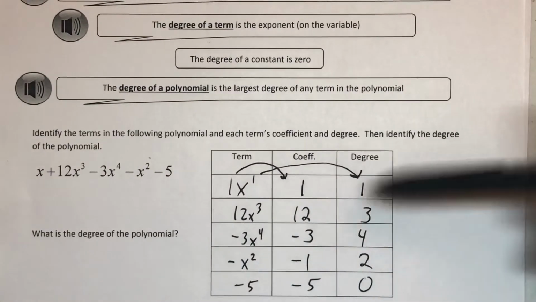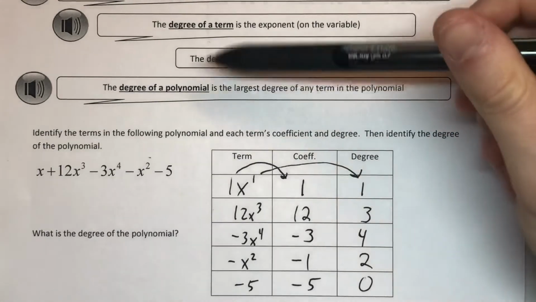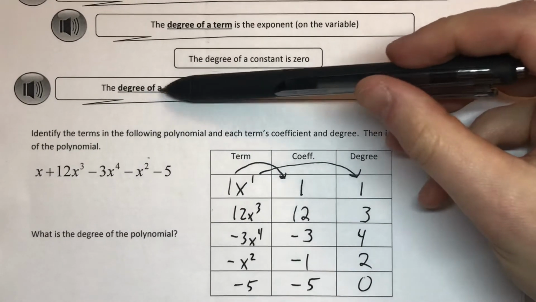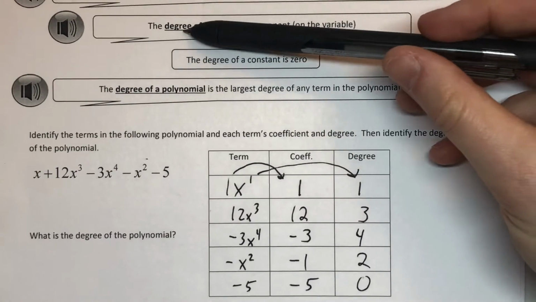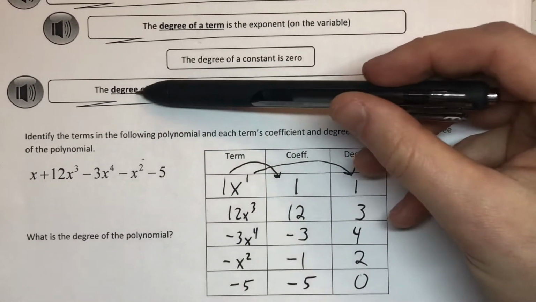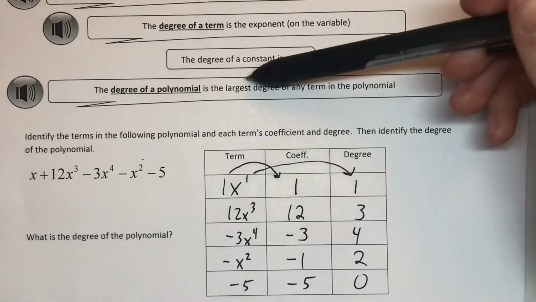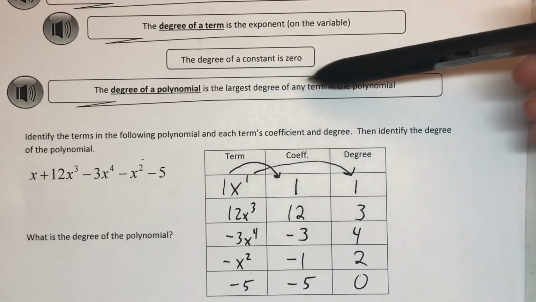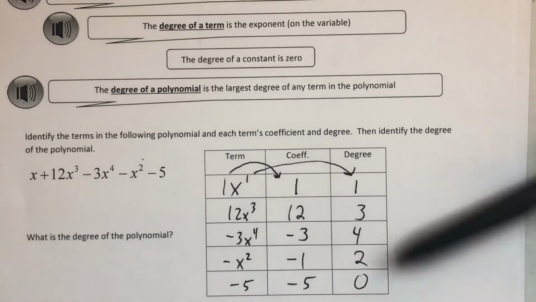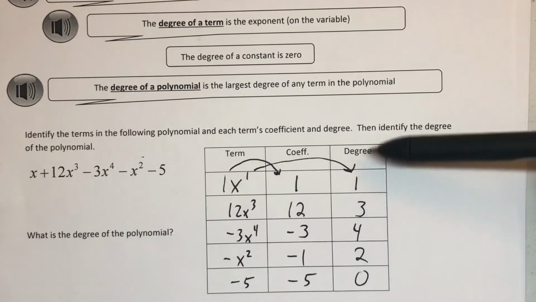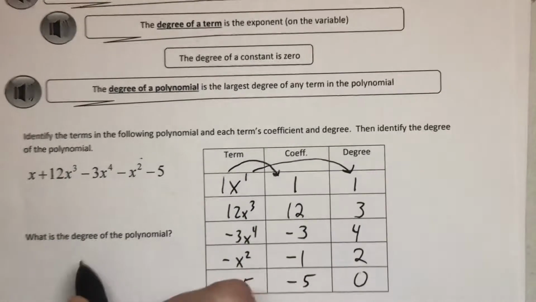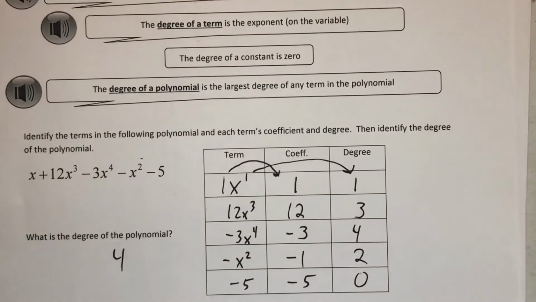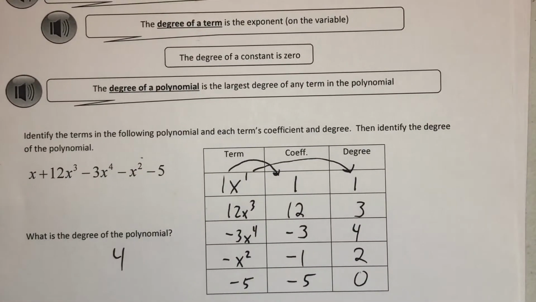So there's our chart filled in. Now we have one more term up here. The term or the phrase is the degree of the polynomial. So same word, degree. The difference is whether we're talking about the degree of a single term or the degree of an entire polynomial. And notice it's just the largest degree of any term in the polynomial. So if these are the degrees that we just found of our terms, the largest one in this case would be the degree of the entire polynomial, which would be 4.